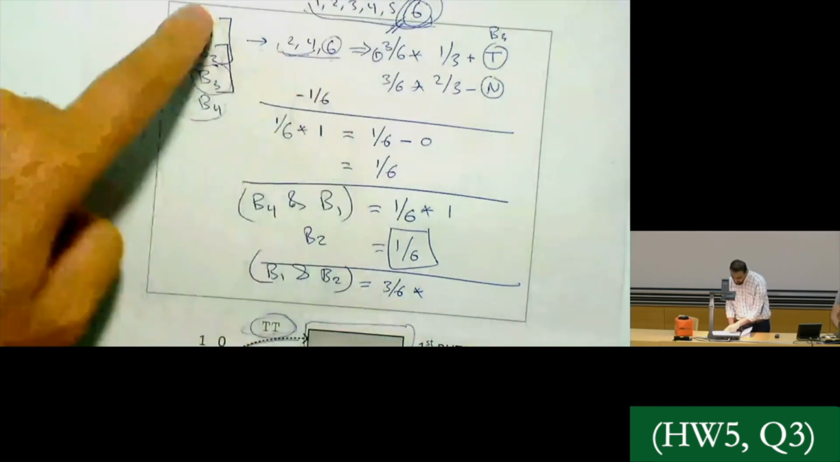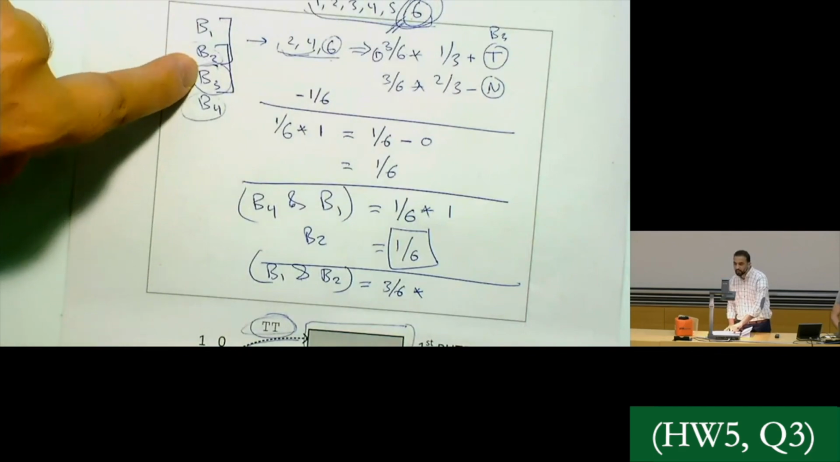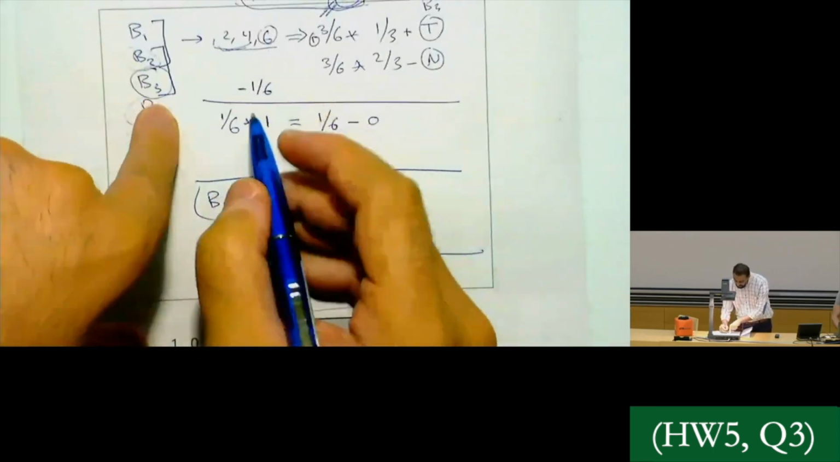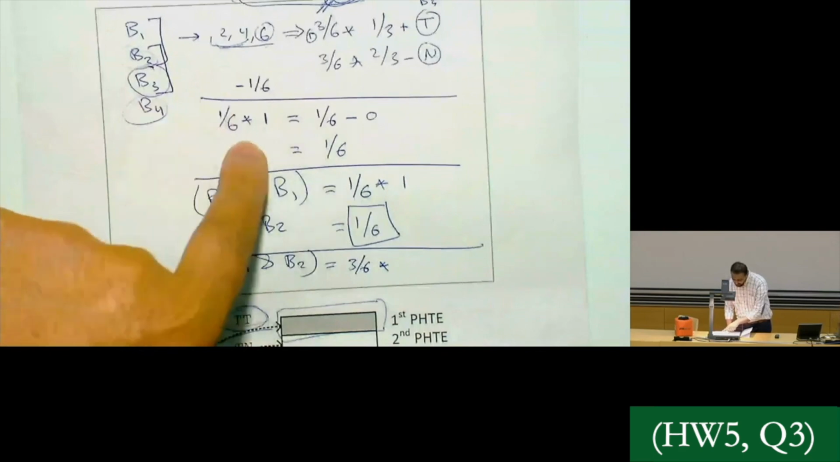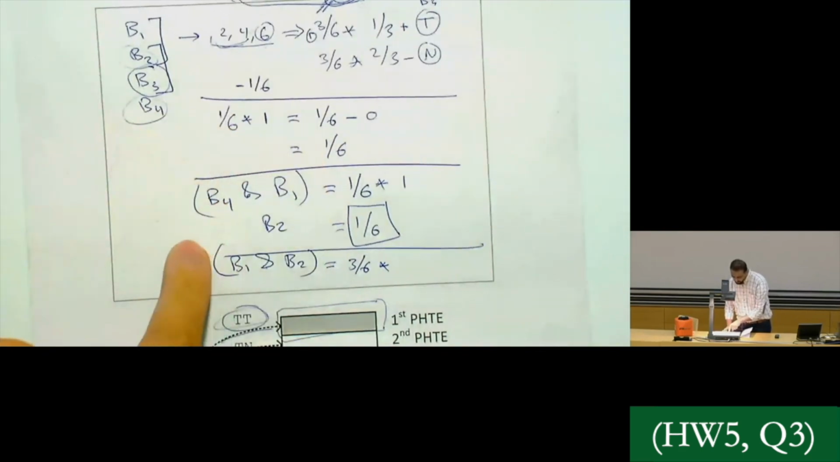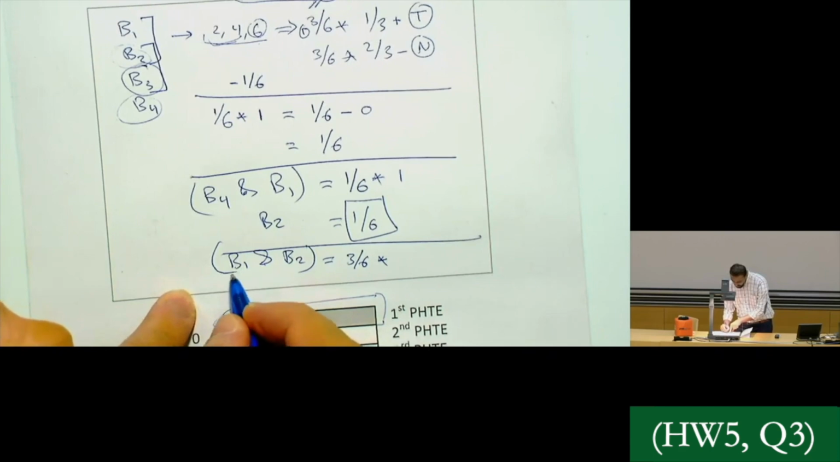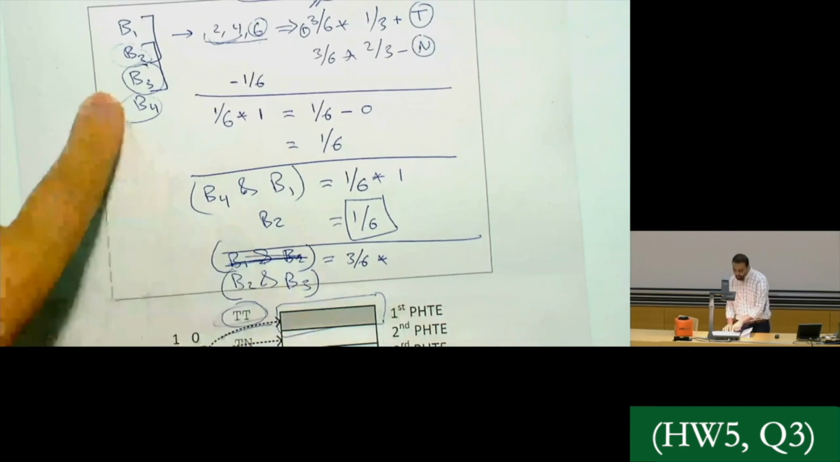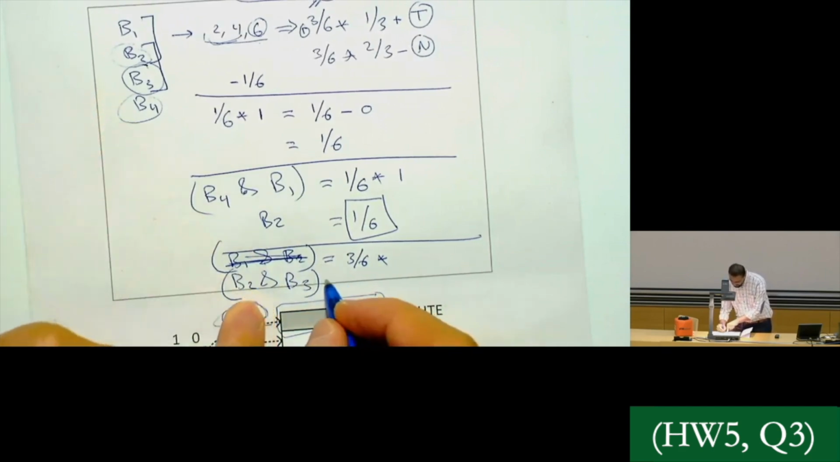No, the first one was B1 and B2, and I'm checking B3. So here I'm checking B1 and B2. Oh, sorry. Yeah, so first one was B1, B2. I'm checking B3. Now B2 and B3, I'm checking B4. Now B4 and B1, I'm checking B2. And what else? So it should be B2 and B3. And now I'm checking B4, right? Okay, now it makes sense.